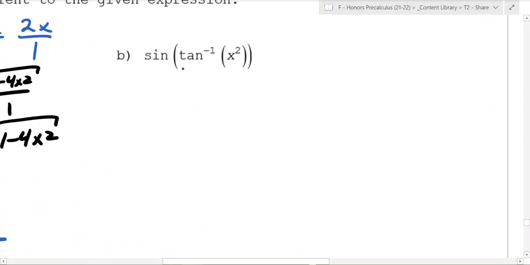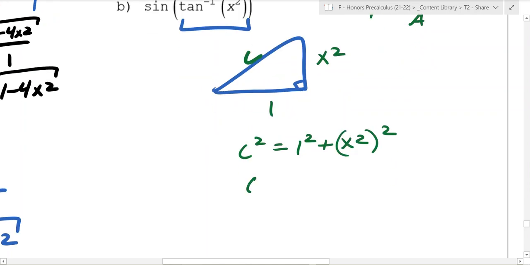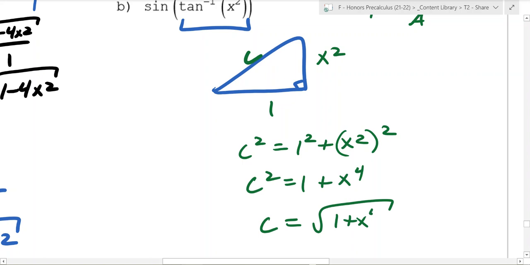This says tan inverse of x squared. So if we have a triangle, tangent is TOA. Tangent is opposite over adjacent. So it's going to be opposite x squared over adjacent, which is 1. So now we need to figure out, let's say, the c value. We know that c squared is equal to 1 squared plus x squared squared. So c squared is equal to 1 plus x to the 4th. So c is equal to the square root of 1 plus x to the 4th.